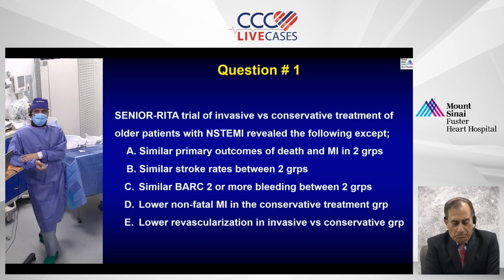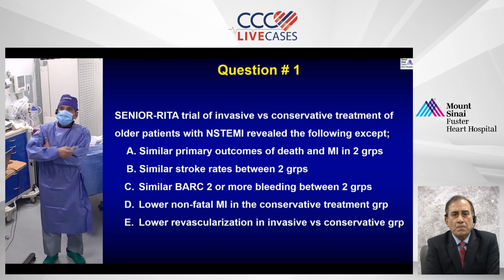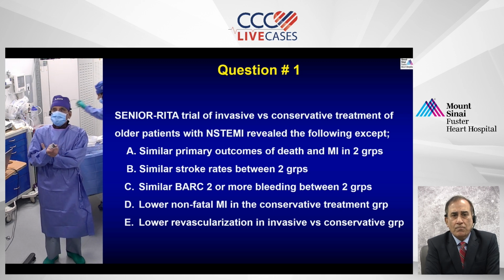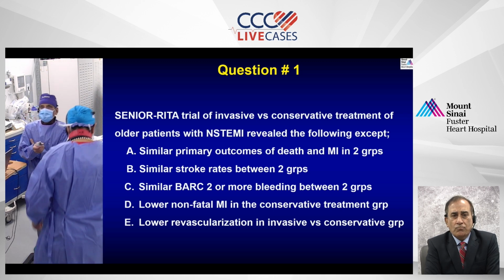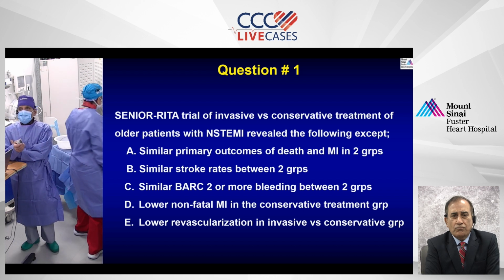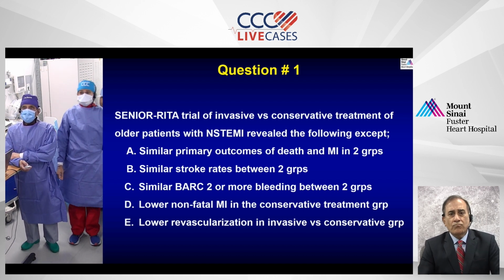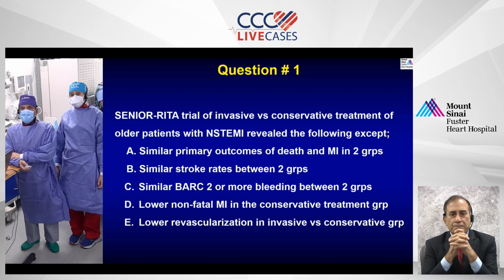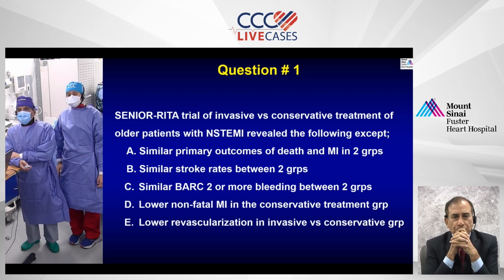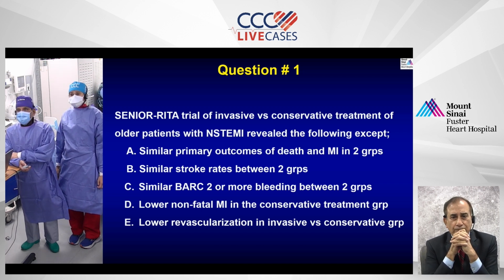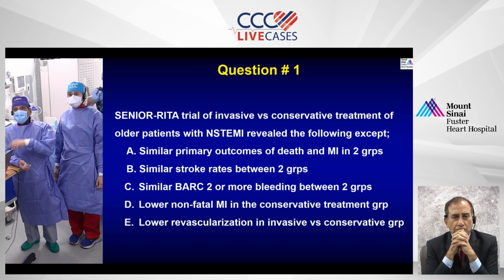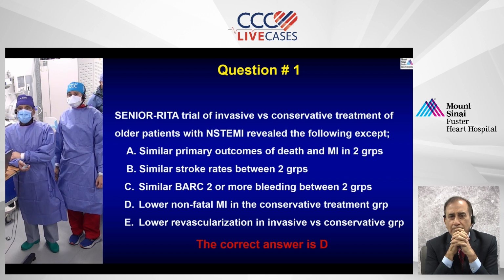So just to say 3 questions, because we wanted to update whatever we have presented. Senior RITA trial of invasive versus conservative treatment of older patients with non-STEMI revealed the following except: similar primary outcome of death and MI, similar stroke, similar bleeding, lower non-fatal MI in the conservative treatment, and lower revascularization in the invasive treatment. Answers are all correct except D, that there are no non-fatal MI, is identical.